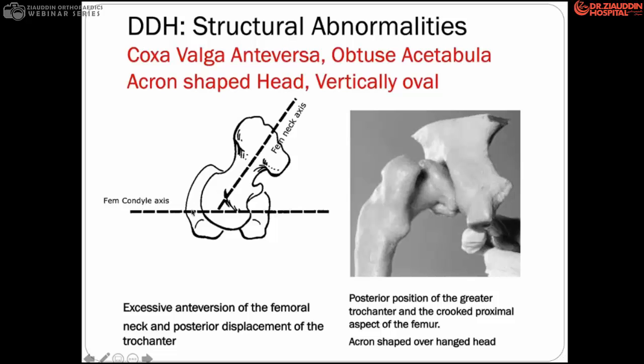It means the femoral condyle and the transverse axis of the neck are not produced at the normal angle of 130 degrees. Since the head is out, there is an obtuse acetabulum, a vertically oriented acetabulum. An angle of more than 30 degrees is called DDH. Then, because of the pressure, the femoral head becomes acorn shaped. I will show you how. It is vertically oval, elongated in this direction. Instead of round, it becomes oval, vertically oval.